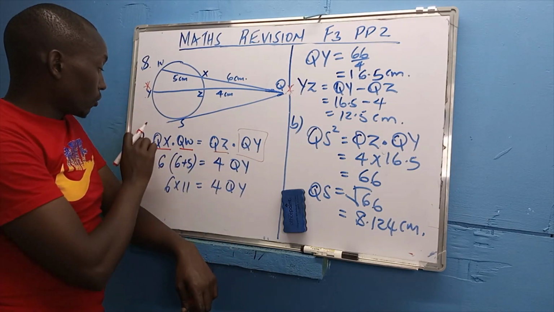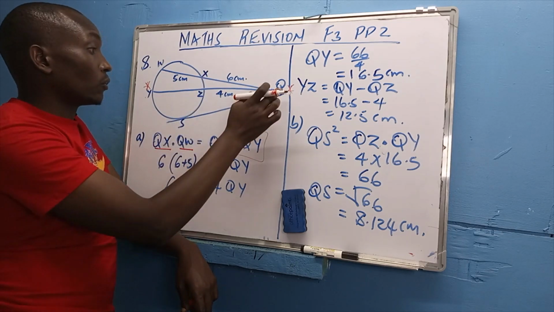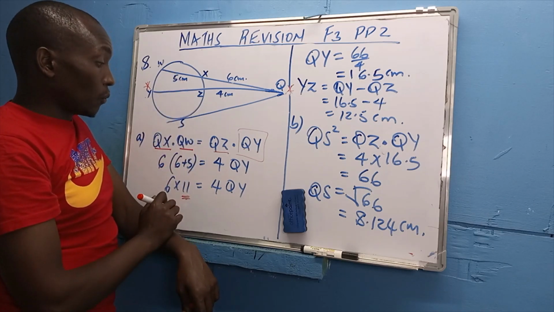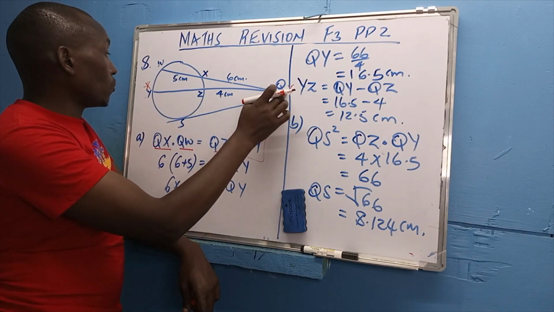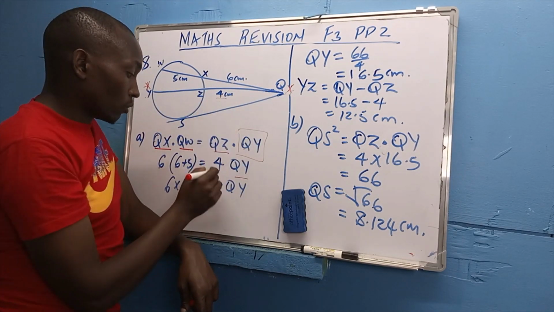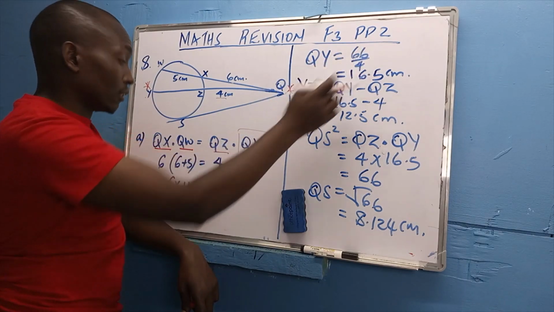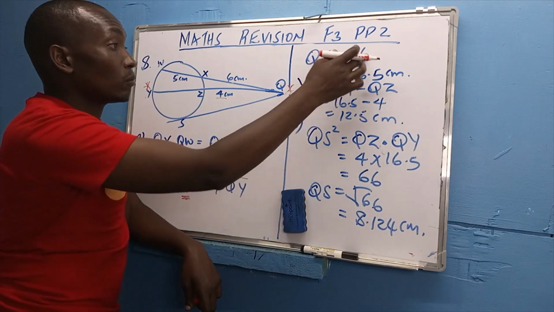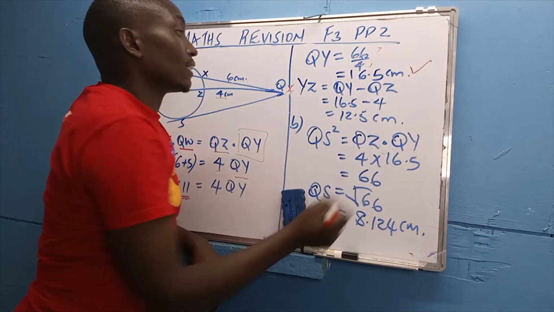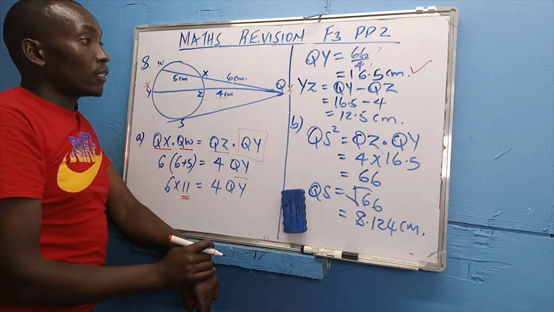With that, I know QX is 6 centimeters multiplied by QW, which is 6 plus 5, 11. That will be equal to QY, not given, multiplied by QZ, 4. If I work that out, I'll have 66, that is 66 equals 4y. Dividing by 4, finally I get 16.5. That is QY.